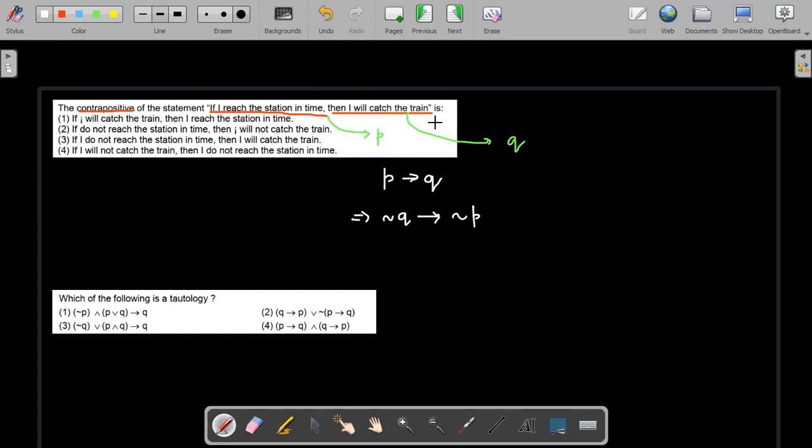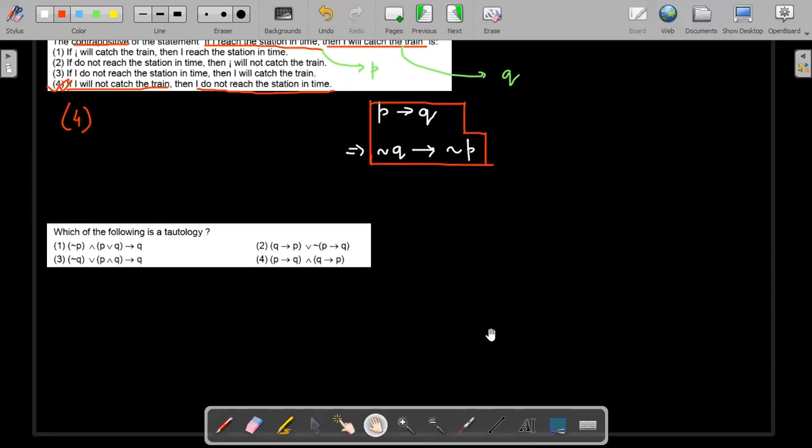Q is I will catch the train. So of course, I will not catch the train. So let us see: I will not catch the train, then I do not reach the station in time. See here, only one option has this, so number 4 is the contrapositive of this statement. I hope it is clear. Remember this, P implies Q is not Q implies not P.